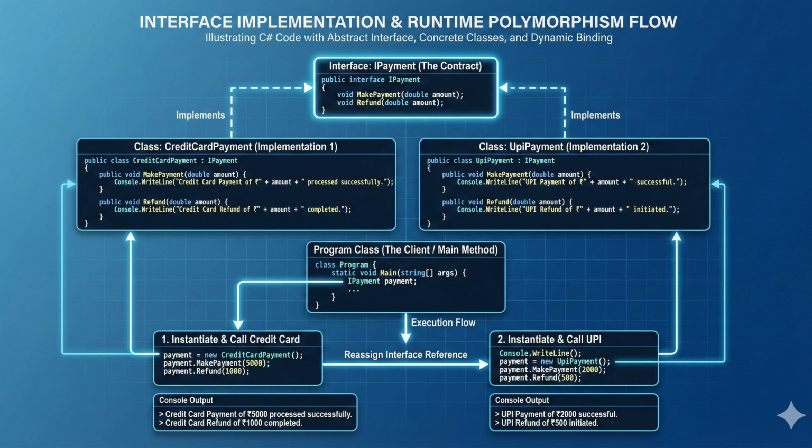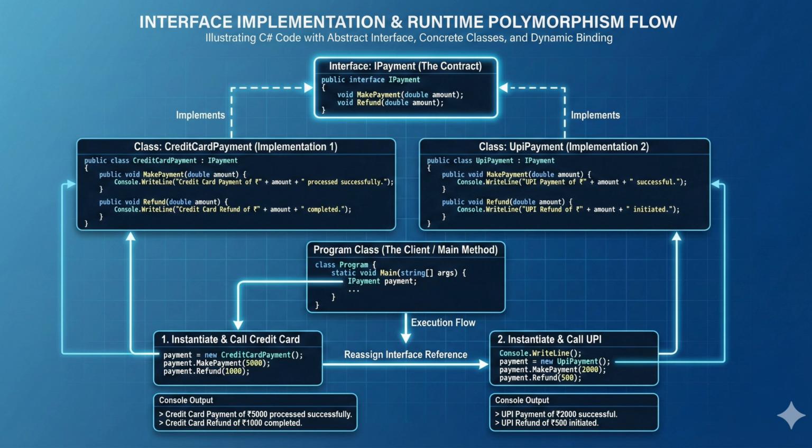From an architectural point of view, this entire flow follows the dependency inversion principle. The high-level module, which is the Program class, does not depend on low-level modules like CreditCardPayment or UPIPayment. Instead, both depend on the abstraction, which is the IPayment interface. This reduces tight coupling and makes the system easy to extend and maintain.